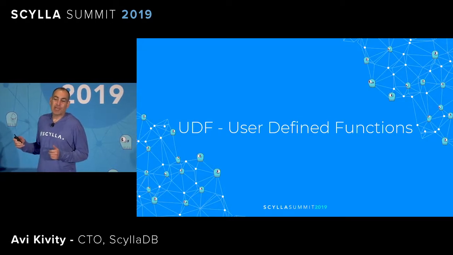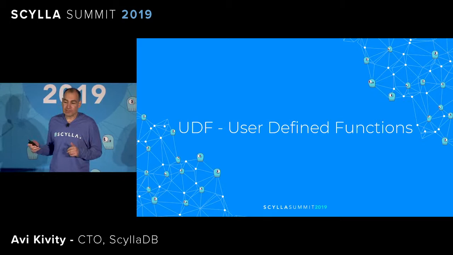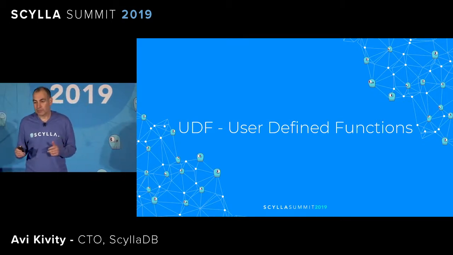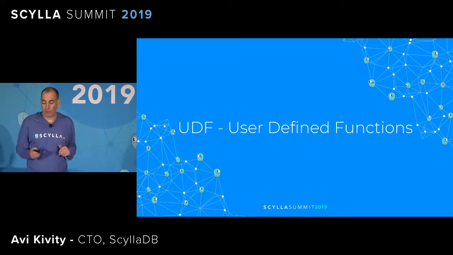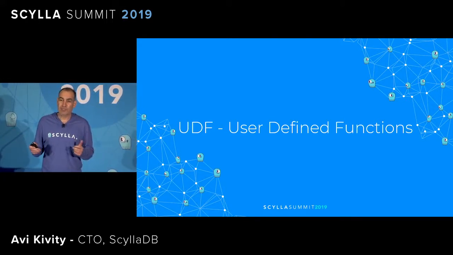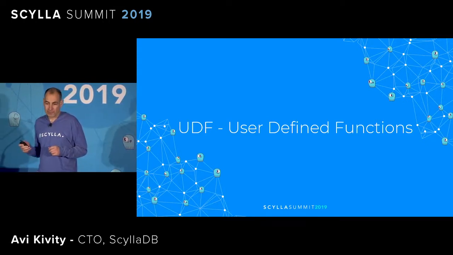So let's start with UDF, user-defined functions. This is the way for you to extend the functionality of the database by injecting your code into the server, and the server will run it for you. The idea is that the code runs close to the data, so you don't need to move data around too much, and if you run the code where the data is, efficiency is increased. Less network traffic, less data movement.